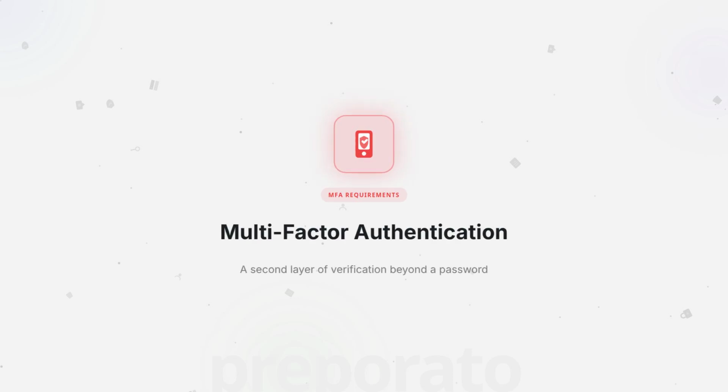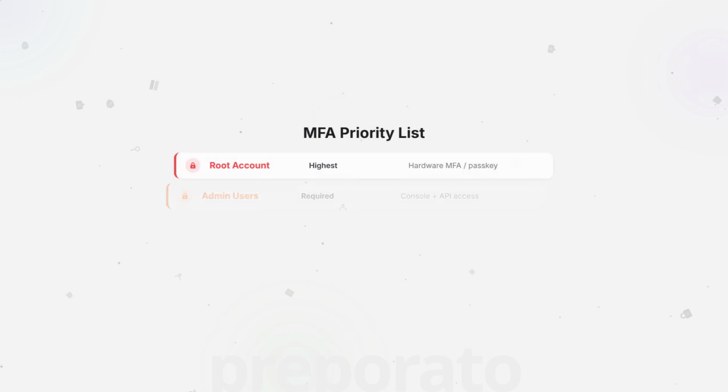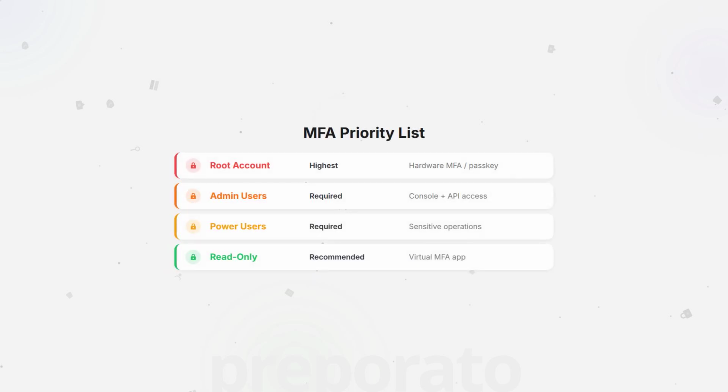Multi-factor authentication, or MFA, adds a second layer of verification beyond just a password. For the exam, you need to know when MFA is required and how to enforce it. Here's the MFA priority list. The root account is the highest priority. Always enable MFA with a hardware device or passkey.